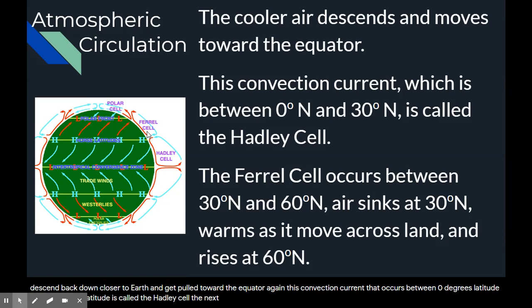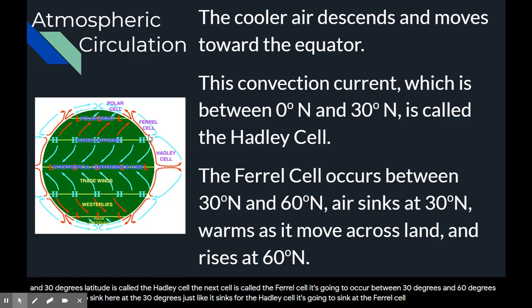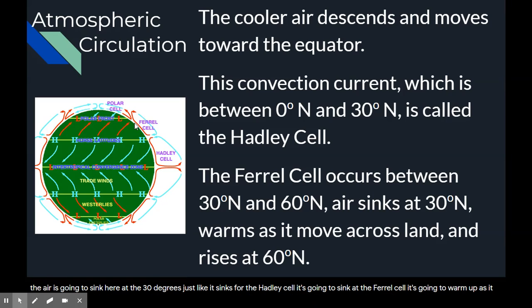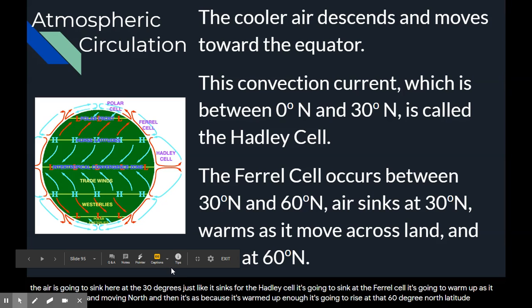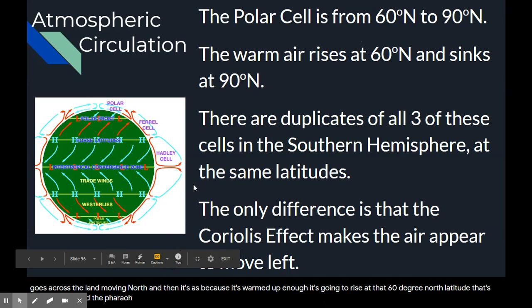The next cell is called the Ferrel cell. It's going to occur between 30 degrees and 60 degrees. The air is going to sink here at the 30 degrees, just like it sinks for the Hadley cell. It's going to warm up as it goes across the land, moving north. And then because it's warmed up enough, it's going to rise at that 60 degree north latitude. That's going to be called the Ferrel cell.